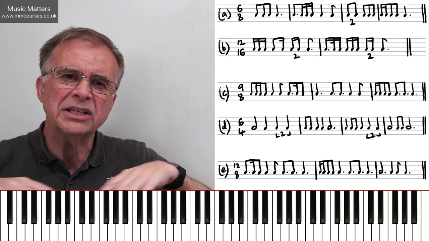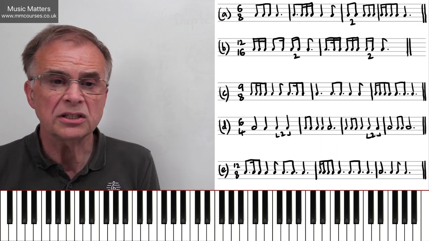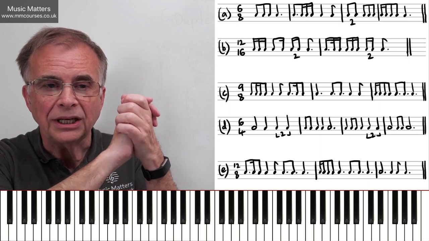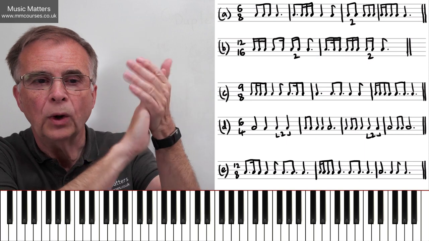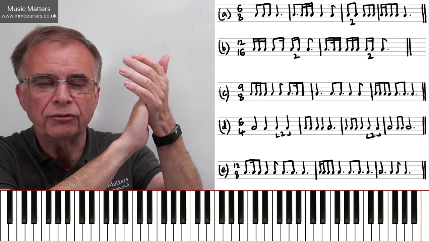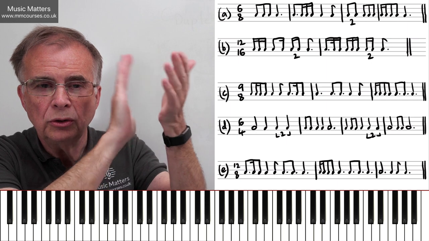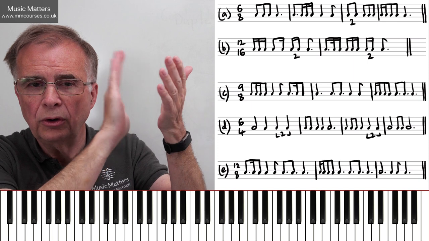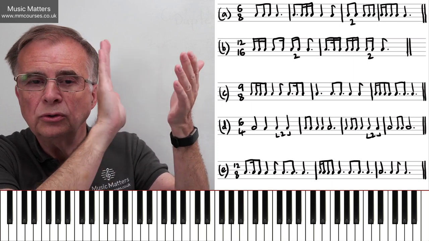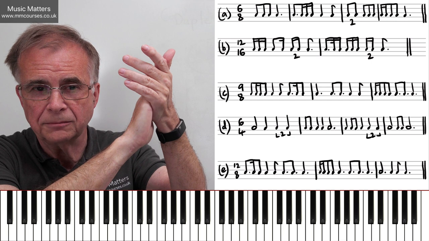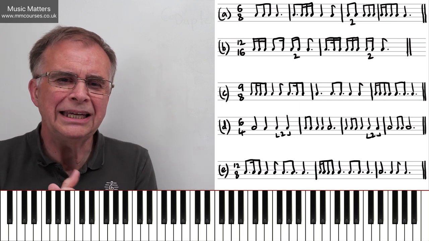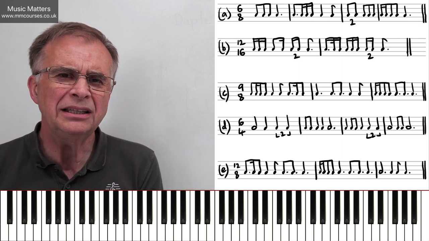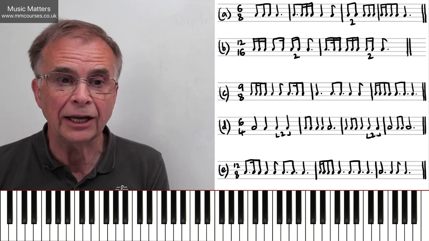And this time we'll cut out the ands, see if we can just count the 6 quavers or the 6 eighth notes. 1, 2, 3, 4, 5, 6. 1, 2, 3, 4, 5, 6. 1, 2, 3, 4, 5, 6. Okay, hoping you're beginning to make that transition from having to count all the ands and being a bit more confident about not having to count the ands.